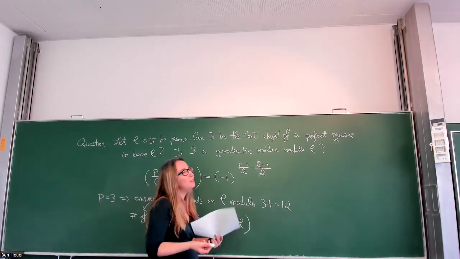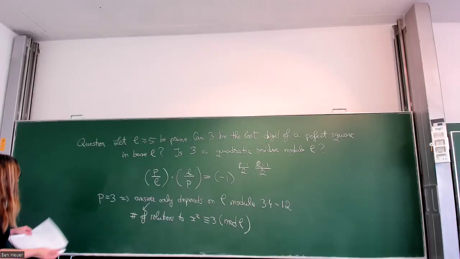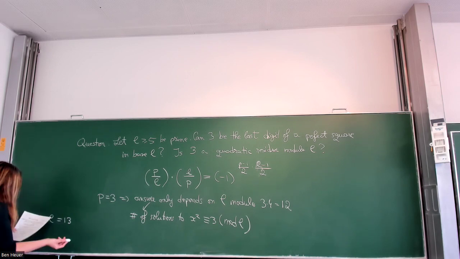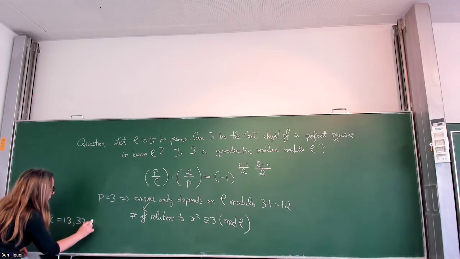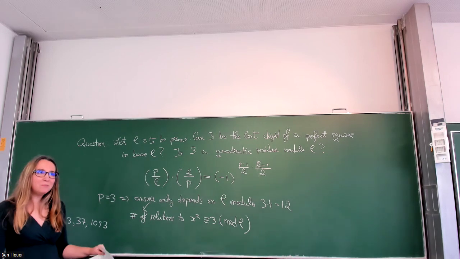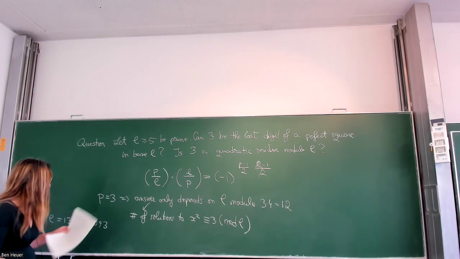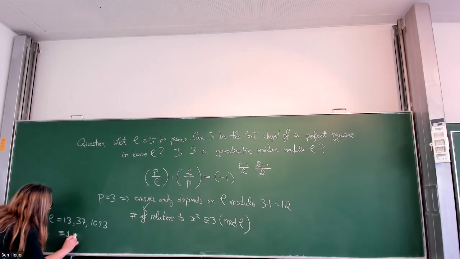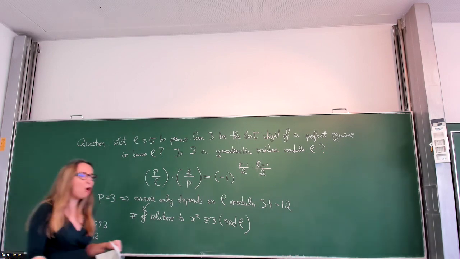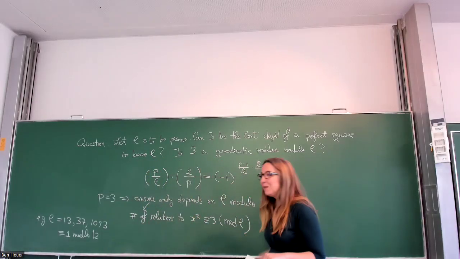And this is really something surprising if you haven't thought about this before. So for example, I can look at some prime numbers: 13 or 37 or 1093. I can choose quite big prime numbers, and still the answer will only depend on where they land on the 12-hour clock. All of these land at 1. And so that means that the answer for all of them is the same. The number of solutions to this congruence modulo L is the same.